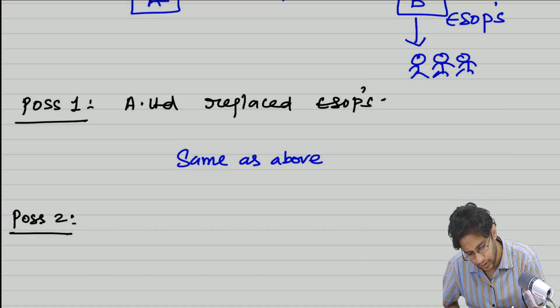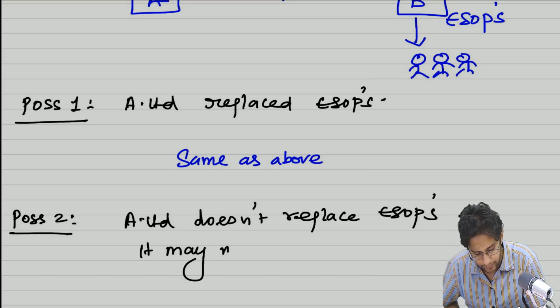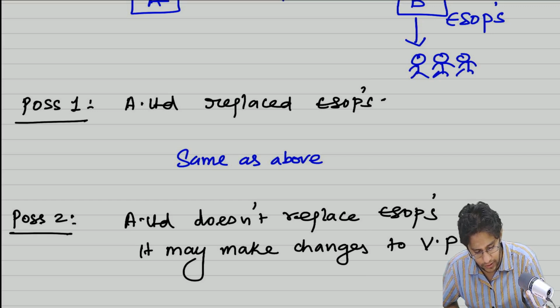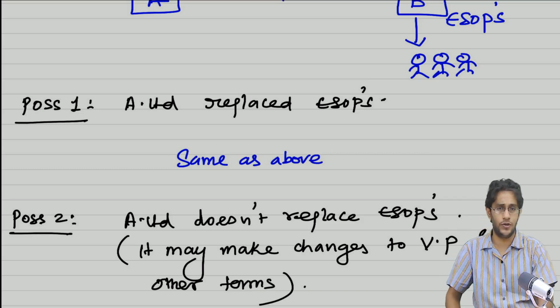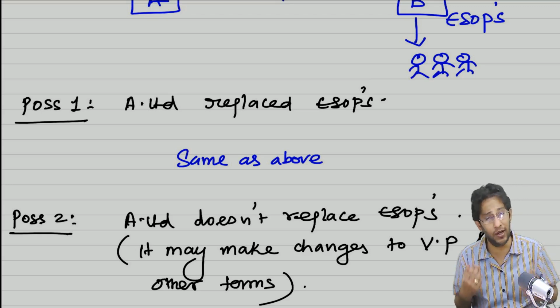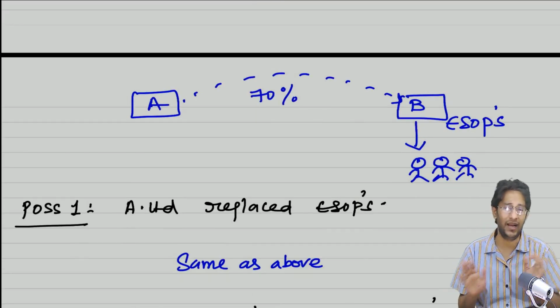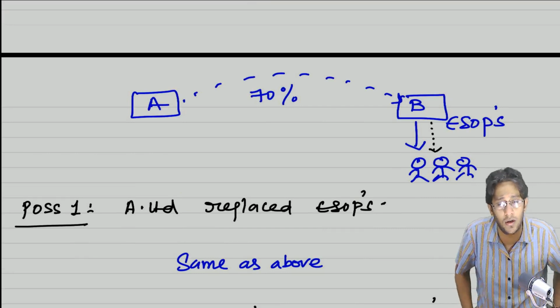Possibility 2. A Limited does not replace the ESOPs. It may make changes to vesting period and other terms. It is possible, but A Limited says, remaining vesting period is how much? Employee says 3 years, sir. No, remaining vesting period is only 2 years. A Limited is the boss now, A Limited is controlling. But after 2 years, A Limited won't issue shares. B Limited only will issue shares. That means the ultimate obligation to issue shares is there on B Limited only.